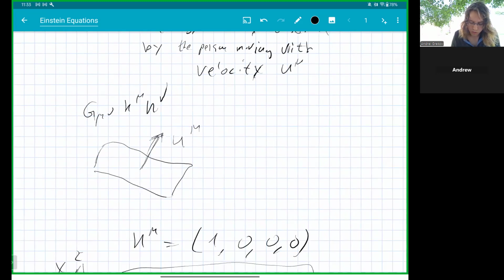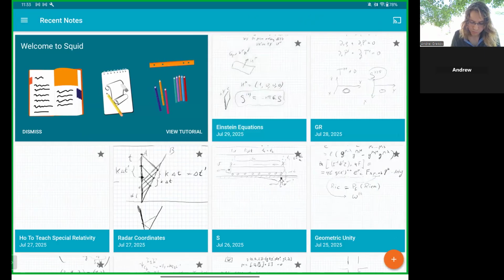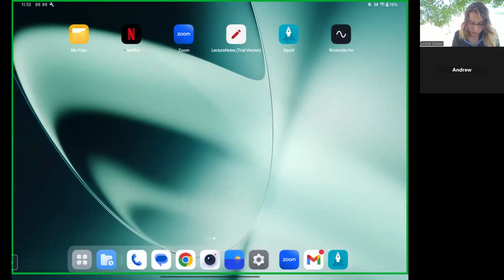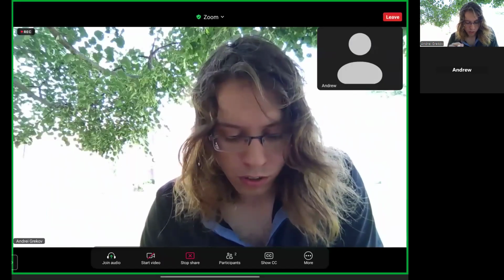So that's the geometric meaning of the Einstein equations. It's just the dynamics of the codimension one surfaces governed by the rule that at every moment the scalar curvature of this hypersurface is proportional to the energy density as perceived by the observer moving orthogonal to this hypersurface.